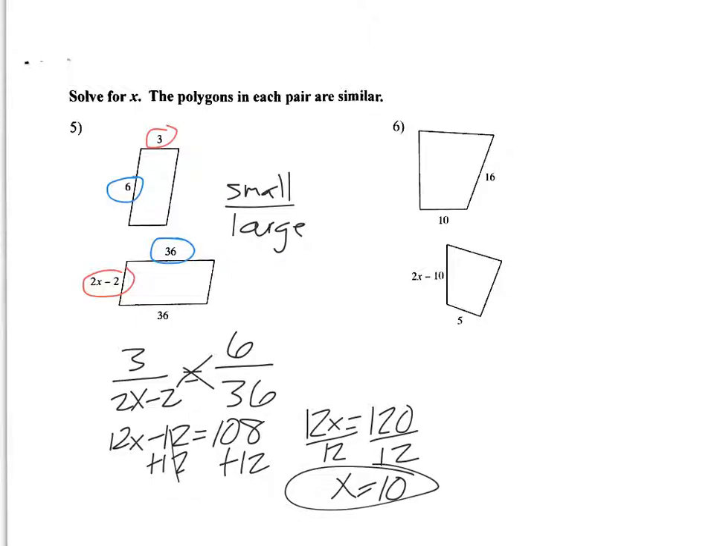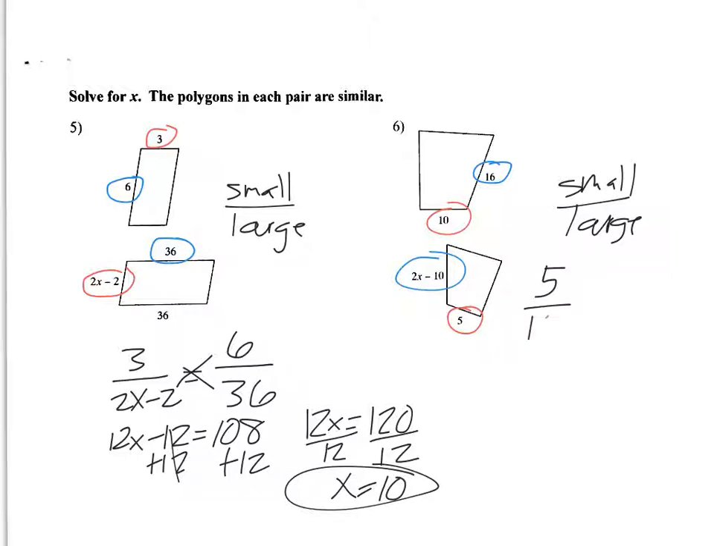Alright, problem number 6. Okay, so match them up again. The 5 and the 10 go together. The 16 and the 2x minus 10. So again, decide how you want to do it. I'm going to stay with small over large. So in this case, 5 over 10. That's the small figure right here. That's the small one. 5 over 10, and then 2x minus 10 goes with the 16.